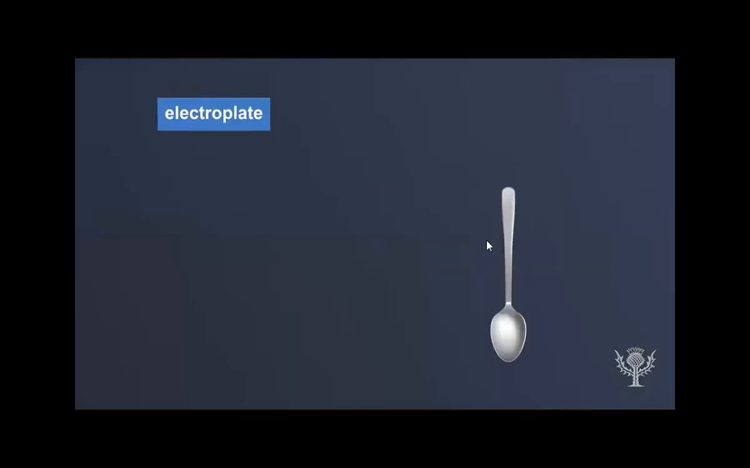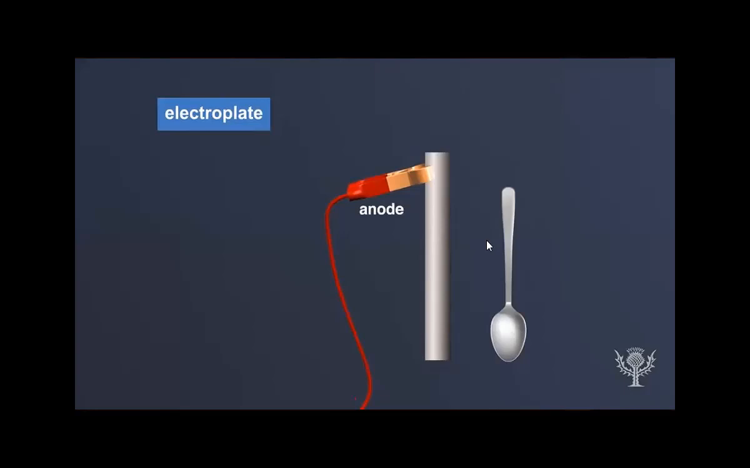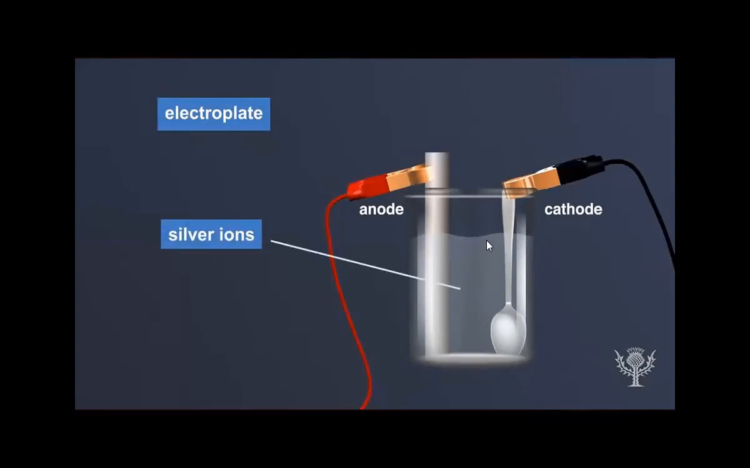So how does it work? Let's look at how we would electroplate this spoon with silver. We need 2 electrodes. One is a strip of silver to provide the silver metal. This goes in the anode position. Then we need an object we are going to electroplate, in this case, the spoon. This goes in the cathode position. We also need a solution containing silver ions. This is called the electrolyte. Finally, we need some electricity.